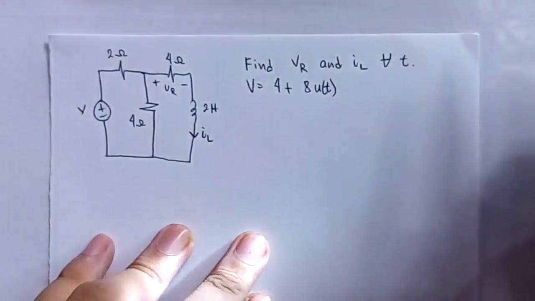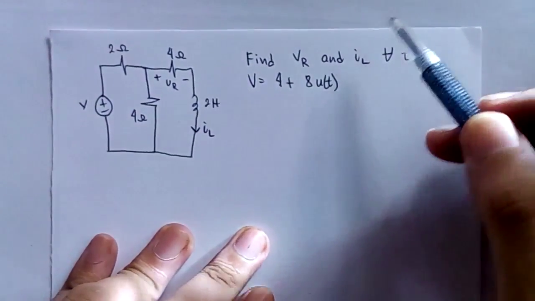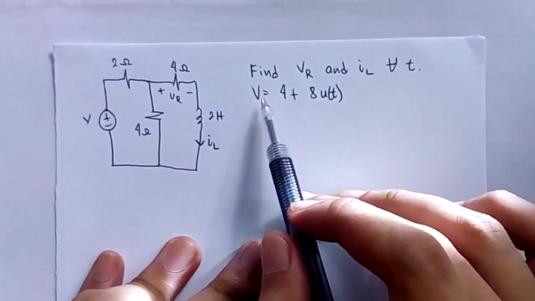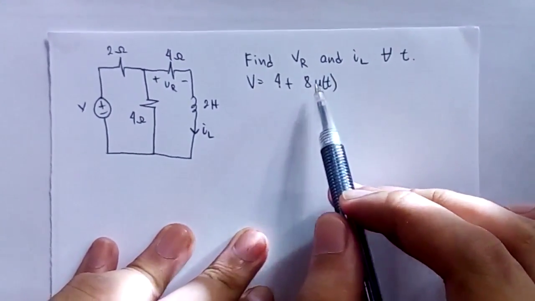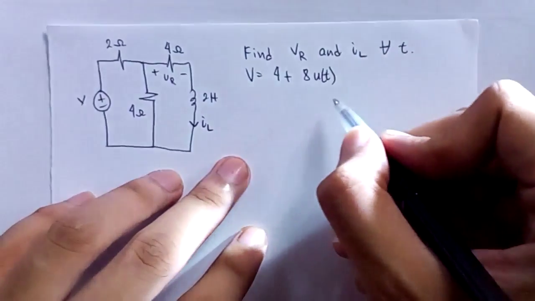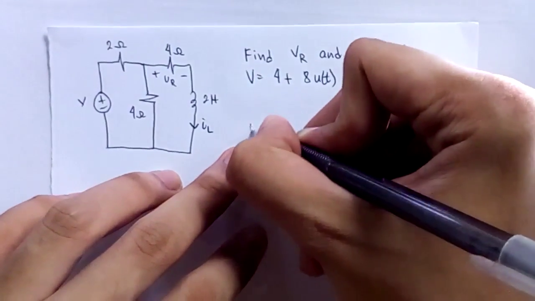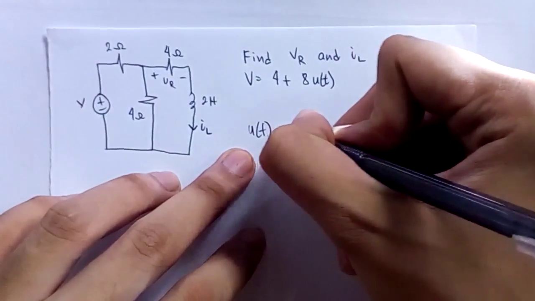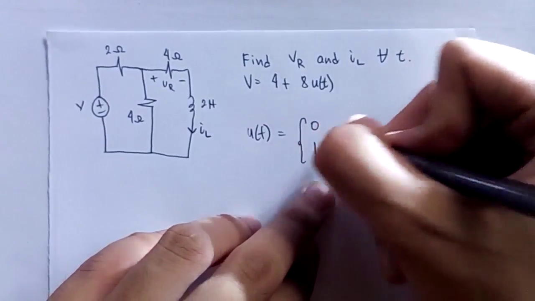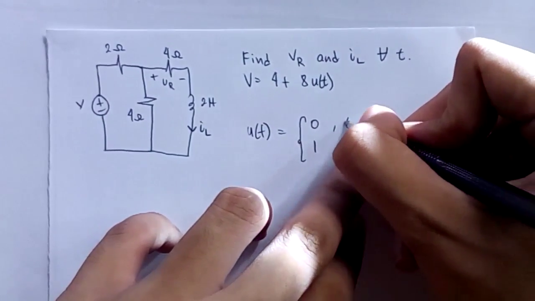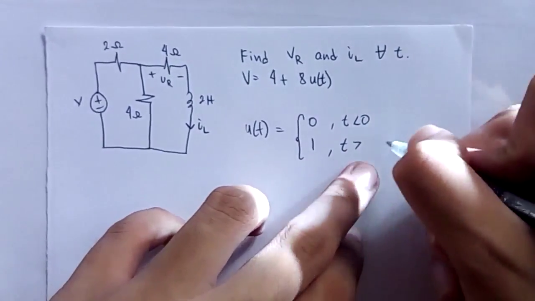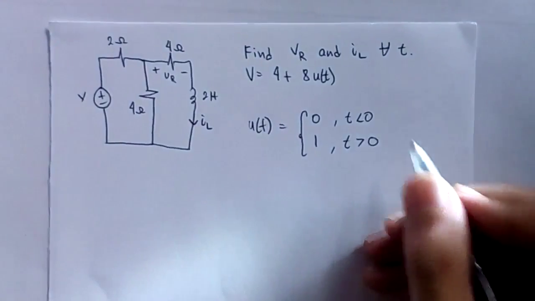Okay, so we have here an RL circuit, which we are asked to find VR and IL for all t. The initial value of V equals 4 plus 8u(t). First, we need to recall our calculus for a unit step function, which is u(t) equals 0 when t is less than 0, and 1 when t is greater than 0.